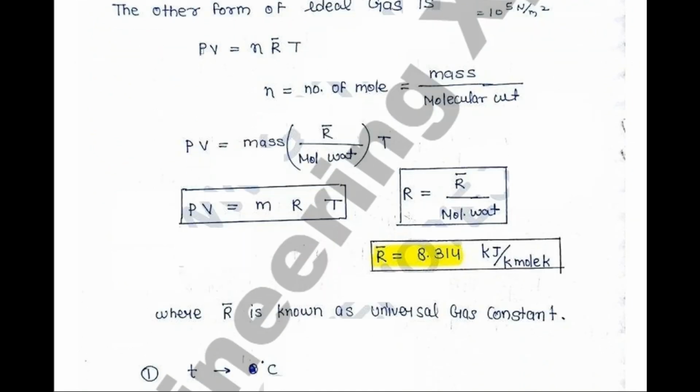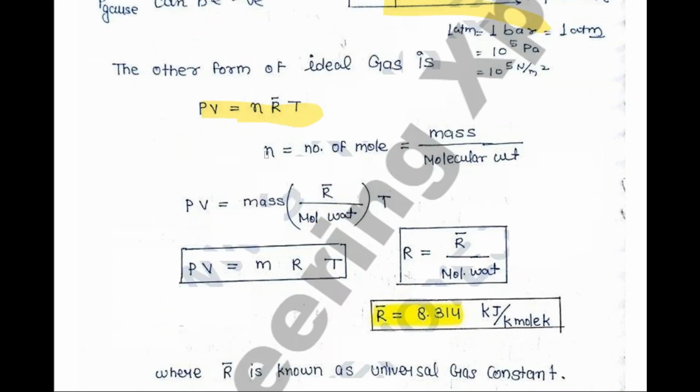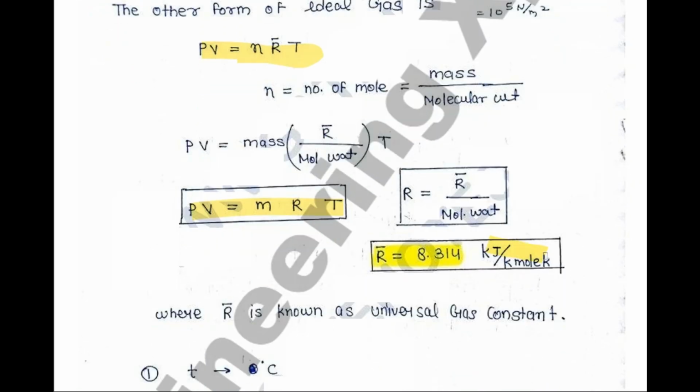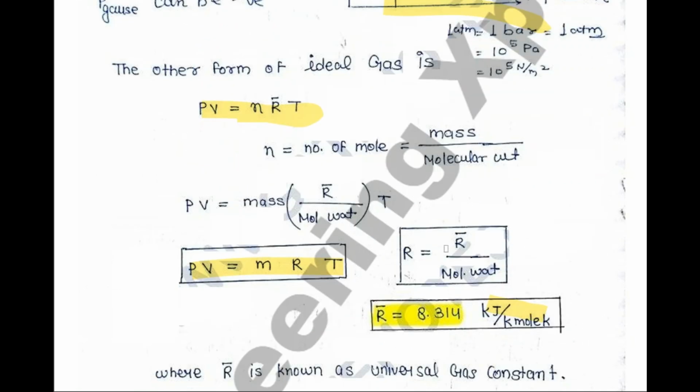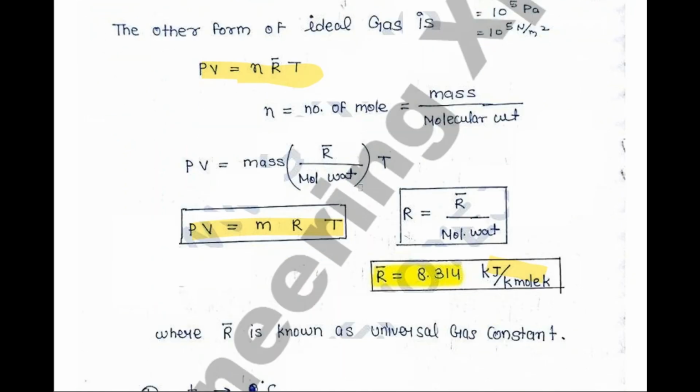We have also studied this form of the ideal gas equation. Here n is the number of moles, that is mass upon molecular weight. So this can be converted to the equation that we studied earlier. And here R bar is the universal gas constant, which is 8.314. Here it is written kilojoule per kilomole Kelvin, and R is R bar divided by molar weight. Students are many times confused over this R and R bar, so you can clarify it now.